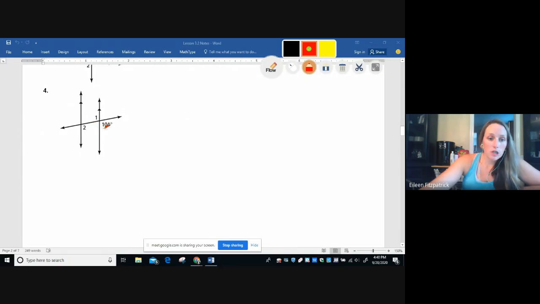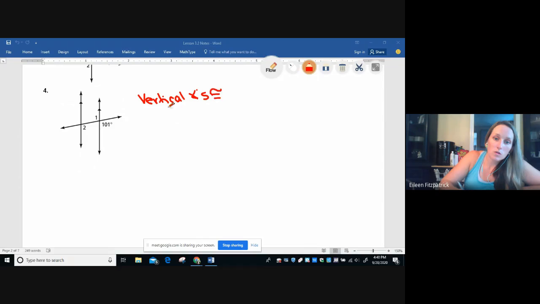Okay, so what's the relationship between angle 1 and the given, and then angle 2 and the given? Hopefully you can see it. Angle 1 and the given are vertical angles or opposite V's. So vertical angles congruent, that's what allows me to say the measurement of angle 1 equals 101 degrees. Right? This is 101 degrees.